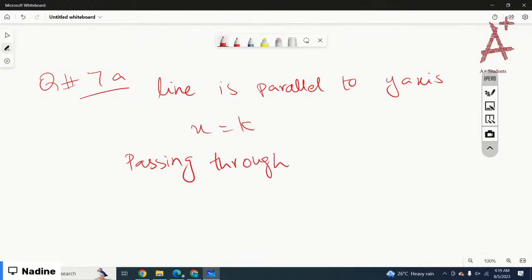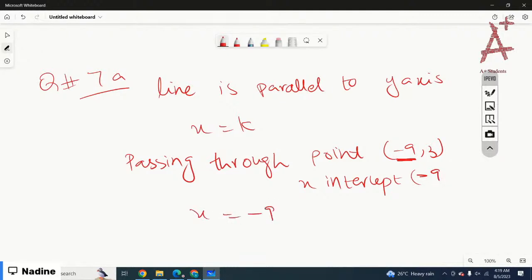Passing through point negative 9, 3, right? That means x intercept is negative 9, right? X intercept is negative 9. So it would be x equals negative 9. That is the equation, right? Okay.